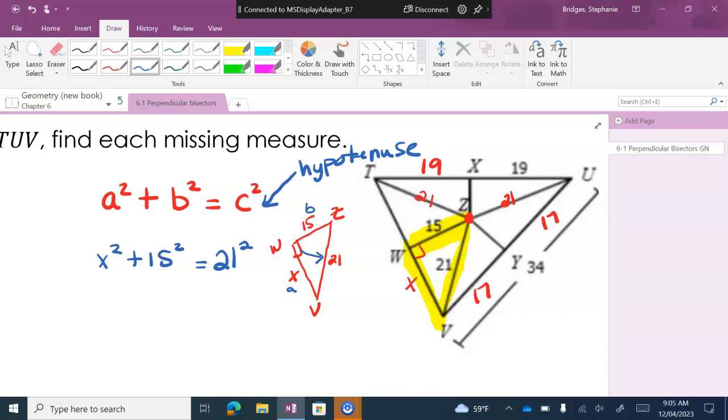Everybody ready? Now we have to figure out how to solve this equation. I've got x squared plus 15 squared equals 21 squared. What do you think I should do before I start moving anything around? Would it help if I figure out what 15 squared is and what 21 squared is? Okay, so let's do that. Tell me what 15 squared is. What is 15 times 15? 225. Okay.